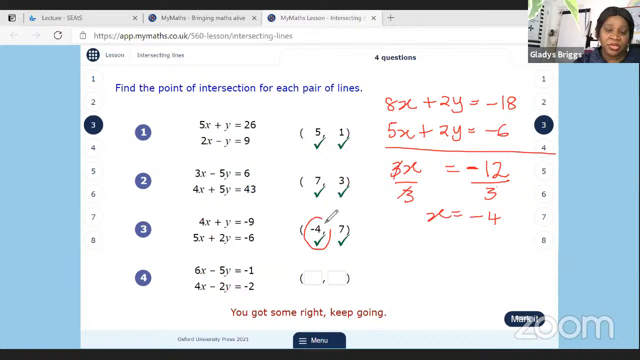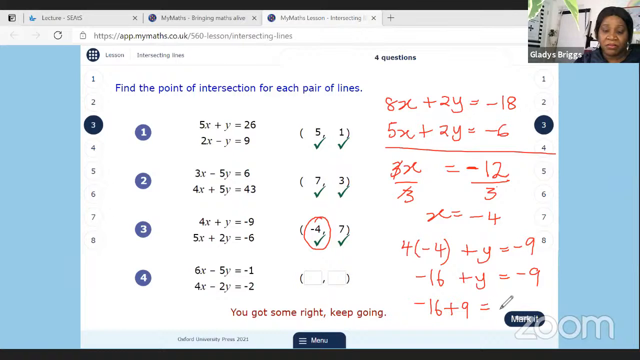That's how she got this one. And then you substitute into the original equation: 4 times -4 plus y is equal to -9. -16 plus y is equal to -9. Or let's do it the other way around. y is equal to -9 plus 16. That's much better. And that will be equal to 7. Well done, Reem. Thank you.